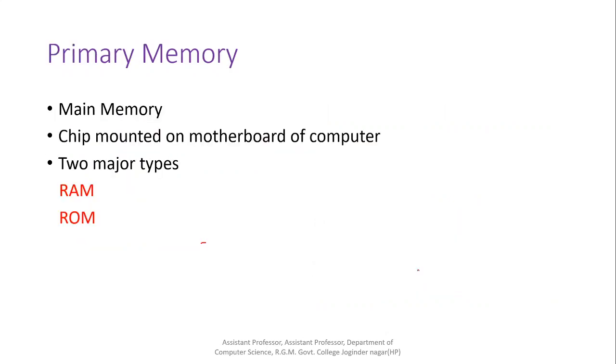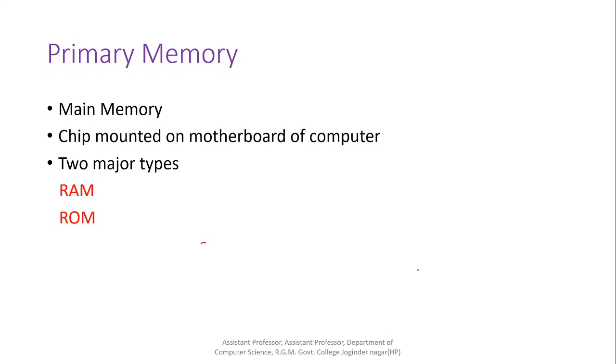Next we have primary memory. Primary memory is the main memory of our computer system, and it is the chip mounted on the motherboard of a computer. Primary memory is categorized into two main types. The first one is RAM, that is random access memory, and the second one is ROM, that is read only memory. RAM is used for the temporary storage of input data, output and intermediate results.